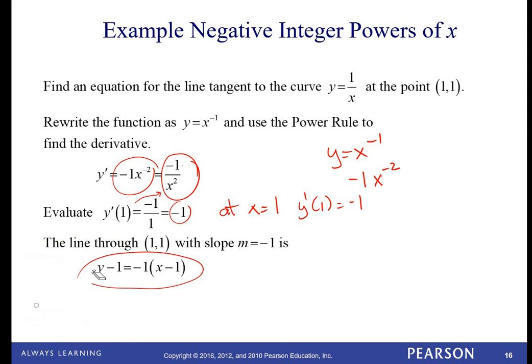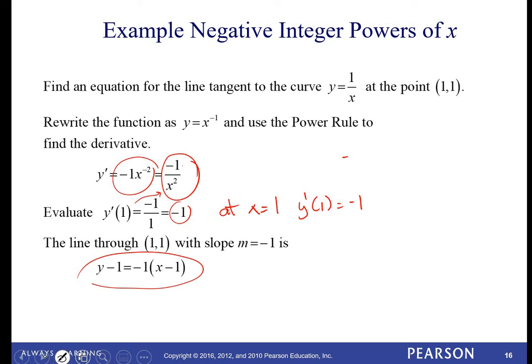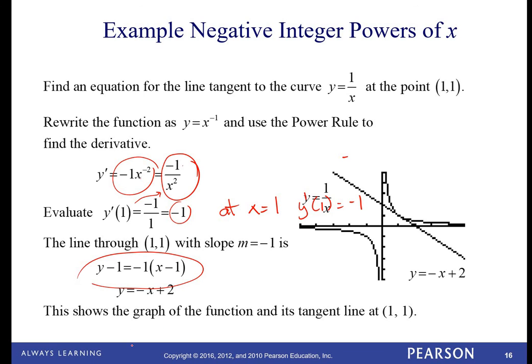So I've now created an equation for the tangent line by finding the derivative, finding the slope at 1, using that point 1, 1 to write an equation of the line, and then rewriting it in slope-intercept form. So let's show the graph.